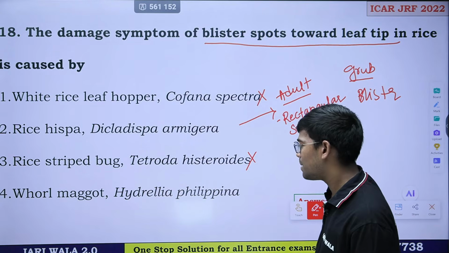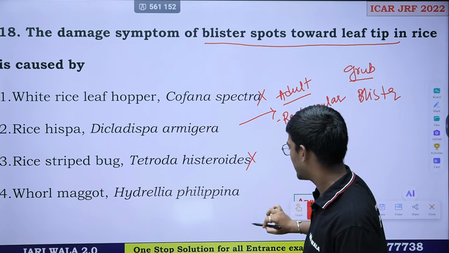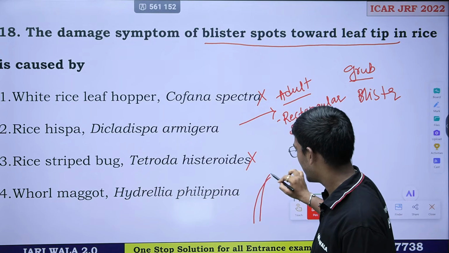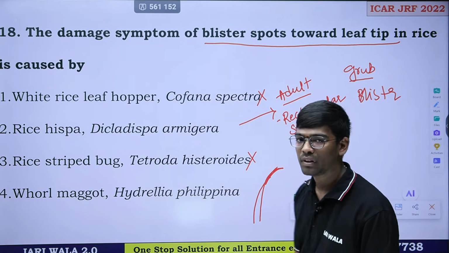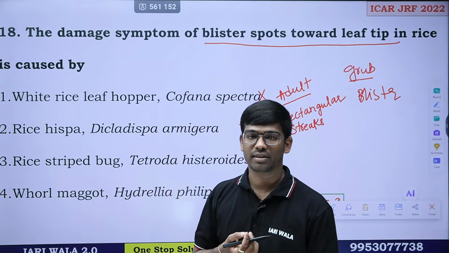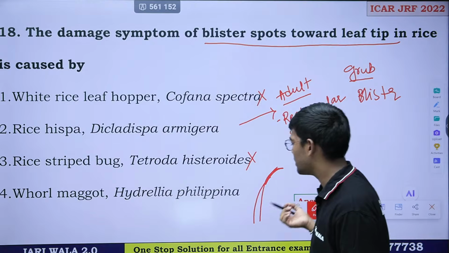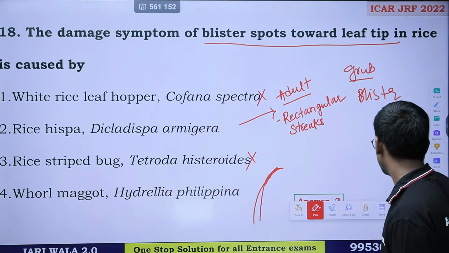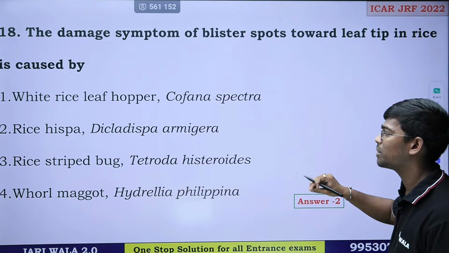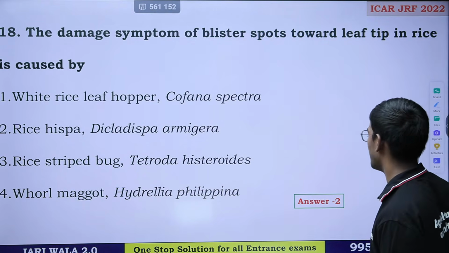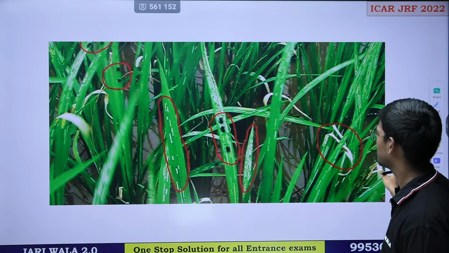And in case of whorl maggot, we can see the tip. If a rice leaf is there, in the edges of the leaves we can see whitening of the leaf tip in field conditions. We can also see holes on the leaves, which are caused by the whorl maggot. But specifically, blister spots are caused by the rice hispa, Dicladispa armigera. So this is the pest, and we can see the rectangular streaks.